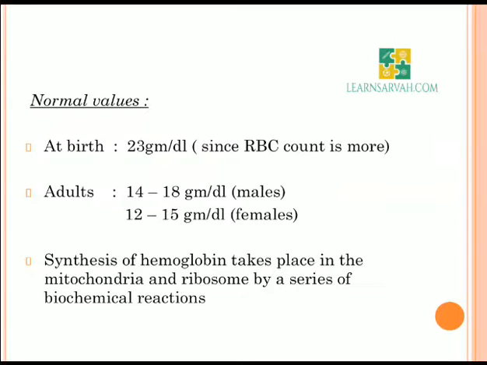Now coming to its normal values. At birth, since the RBC count is more, the hemoglobin normal value is 23 grams per deciliter. In adults, it is 14 to 18 grams per deciliter in males and 12 to 15 grams per deciliter in females.